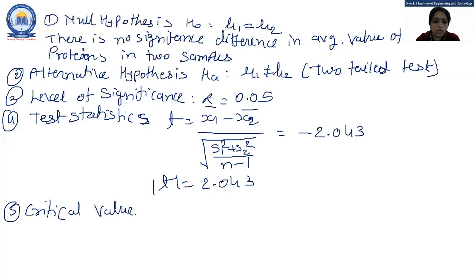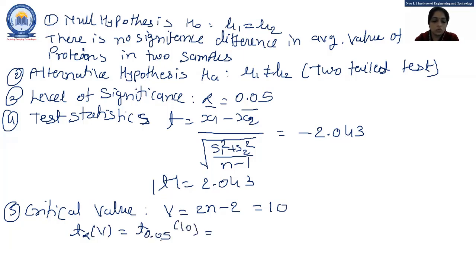Critical value, fifth one, critical value T alpha at V, and that is V is 2n minus 2 as for the T test if the samples are independent. If the sample sizes are the same, then for the critical value T alpha V, V is 2n minus 2. So value of V is 10 here. So T 0.05, V is 10, so 2.228.